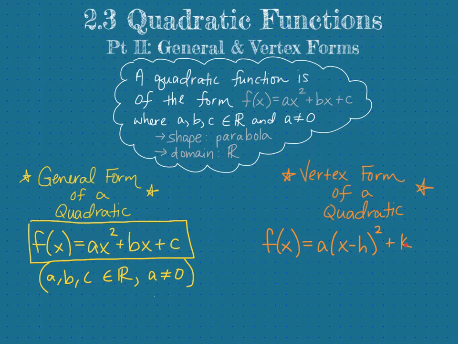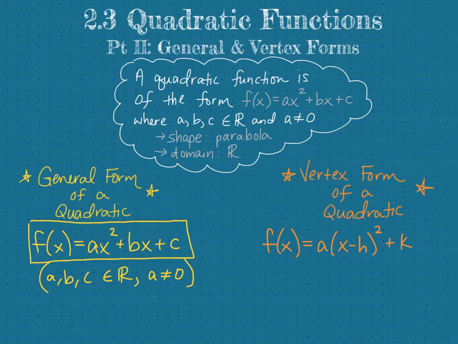Now h and k, we'll get more into that in the next video, but h and k are actually the vertex, which is why this is called the vertex form of a quadratic. Your book actually calls this standard form, but I've normally heard it called vertex form. But just so you know, your book calls this standard form. I like calling it vertex form because it tells us what the vertex is.